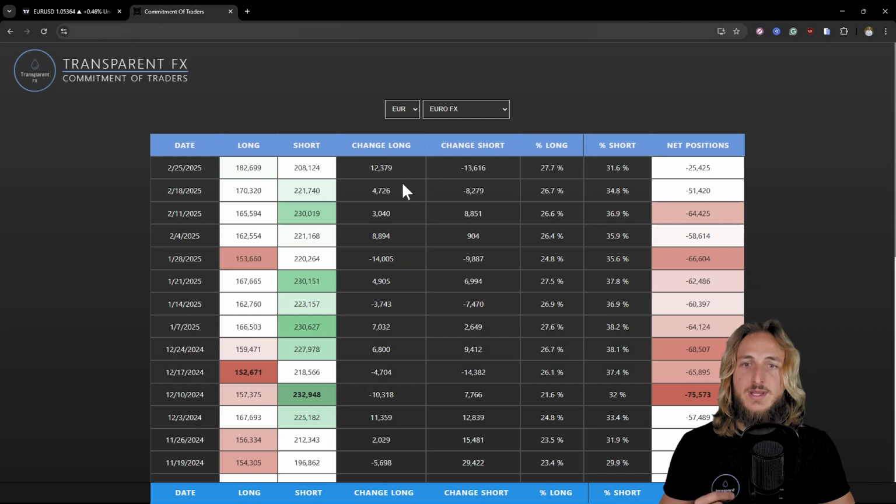And we can notice how with the last two reports, institutions first added 4,700 longs and closed 8,200 shorts on EURUSD.